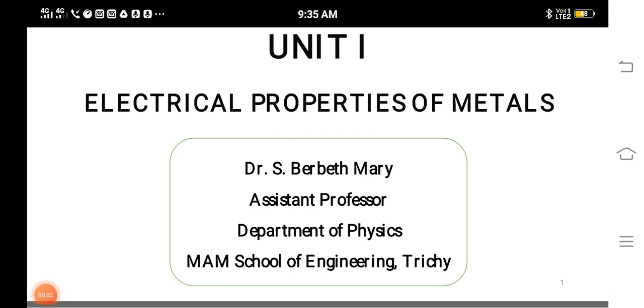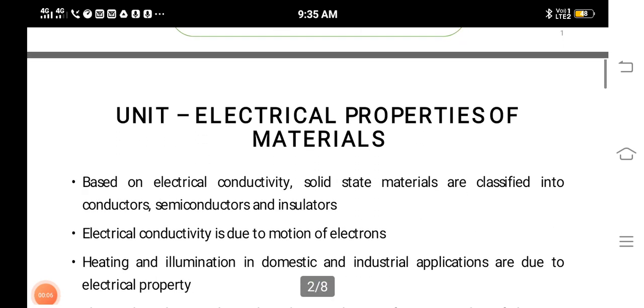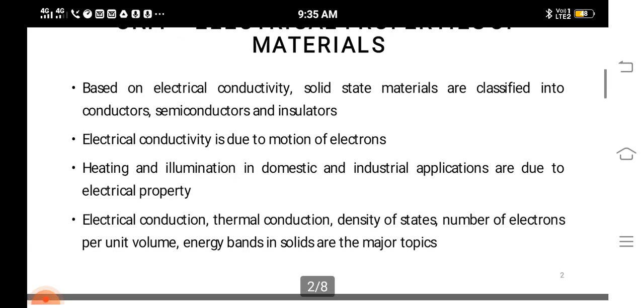Good morning to all. Today we are going to see electrical properties of metals. First we'll see the introduction.